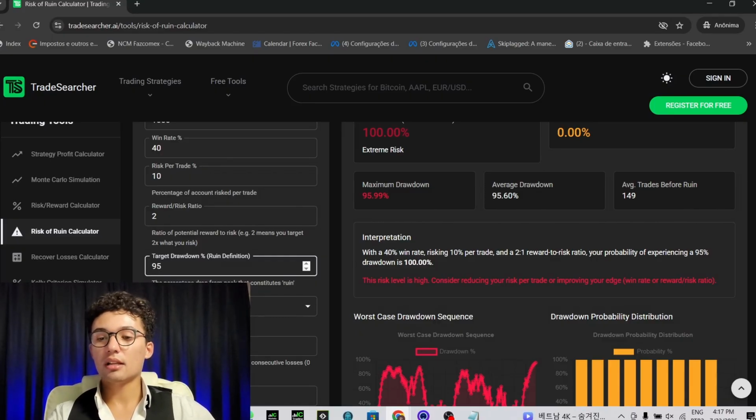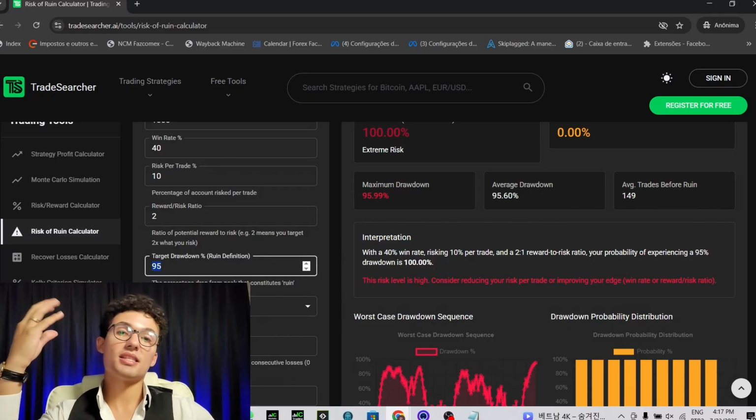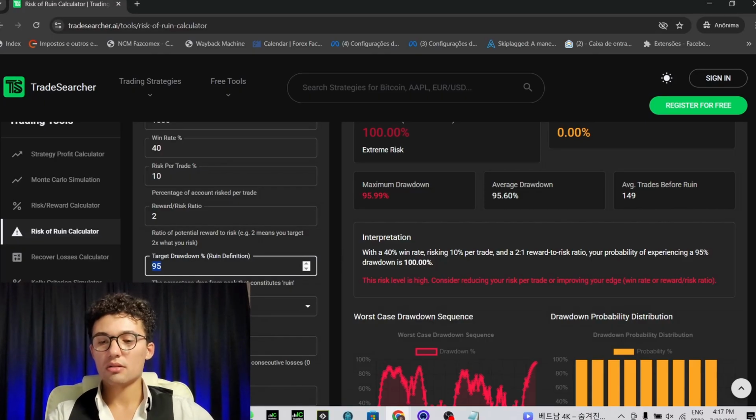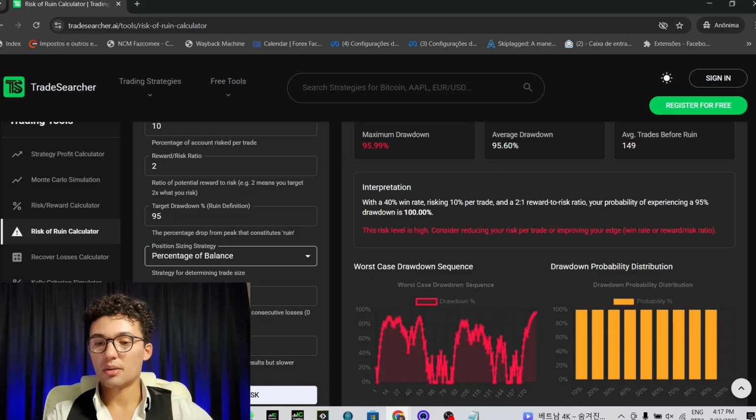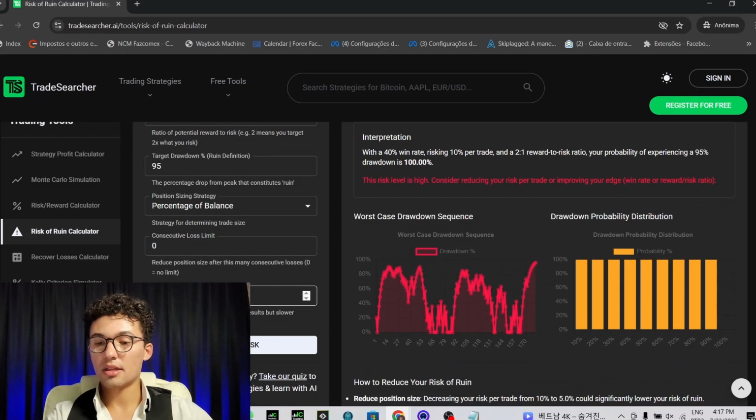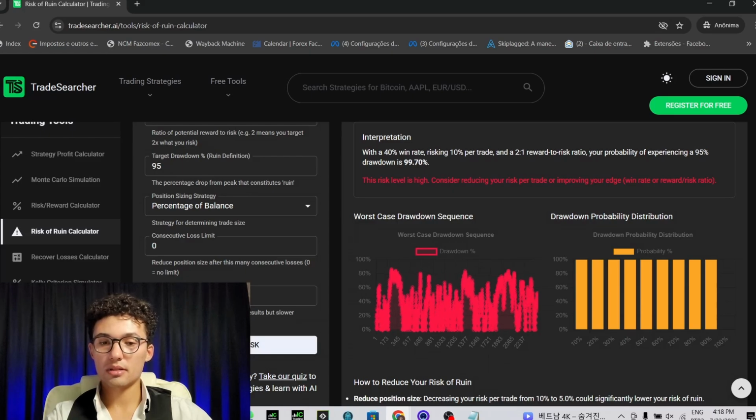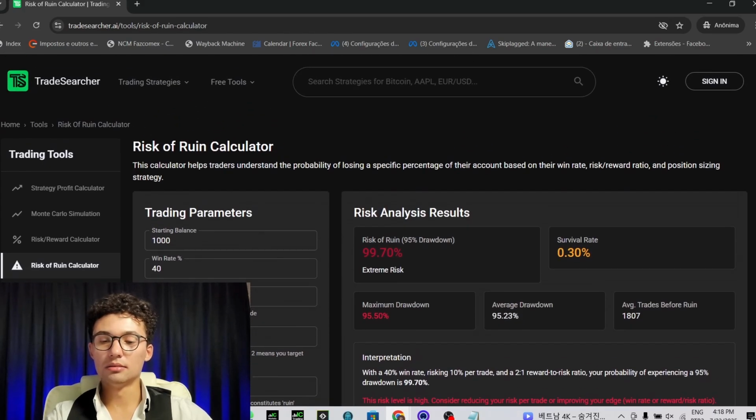You basically cannot get back the money you lost. You have just 500 to make plus 9,500. So it's almost impossible. So I will set 95% as a ruin definition. Percentage of balance and number of simulations, I'll set here 1,000. Let's calculate the risk. And boom!